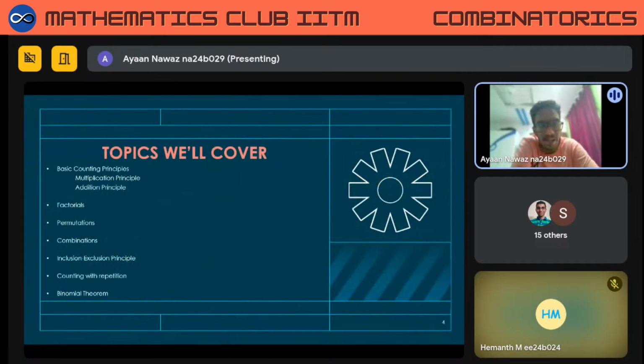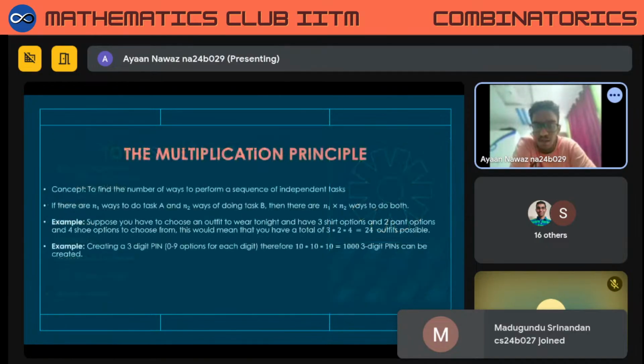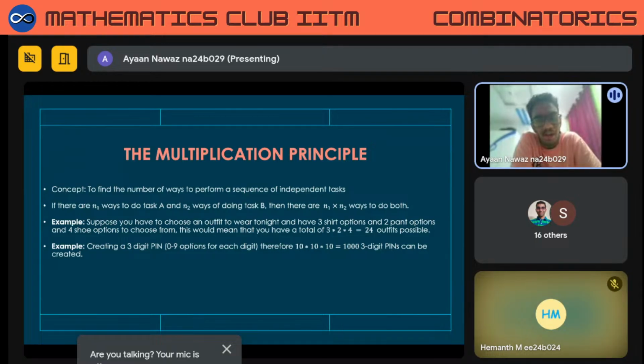Okay, so the topics we cover today are basic counting principles, factorials, permutations, combinations, the inclusion-exclusion principle, counting with repetition, the binomial theorem, and Catalan numbers. So, the multiplication principle. What is the multiplication principle? The concept of the multiplication principle is to find the number of ways to perform a sequence of independent tasks.